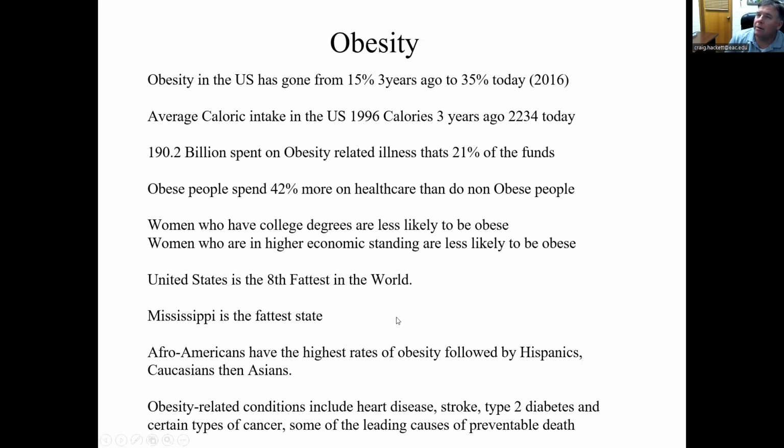I don't remember the fattest country in the world, but it's an Arab country. It's not Saudi Arabia, somewhere over there, which is interesting to me.